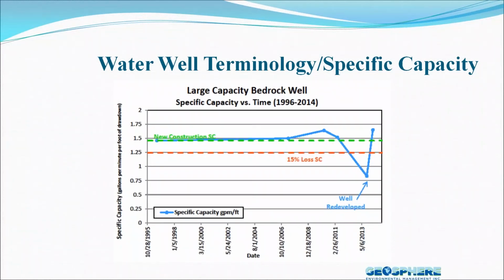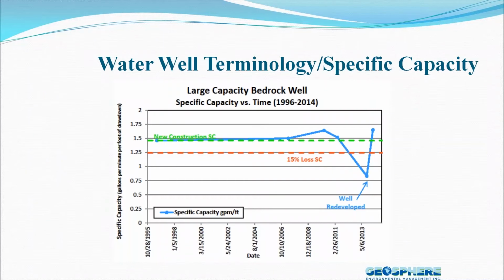Here's a large capacity bedrock well, and again, a little shorter time period, but notice the specific capacity of the bedrock well is only 1.5 as opposed to 10, which we just saw in the sand and gravel well. We find for virtually all bedrock wells, the specific capacity is really low. If you have it around 1 or so, that's a really great bedrock well. This one is about 1.5.